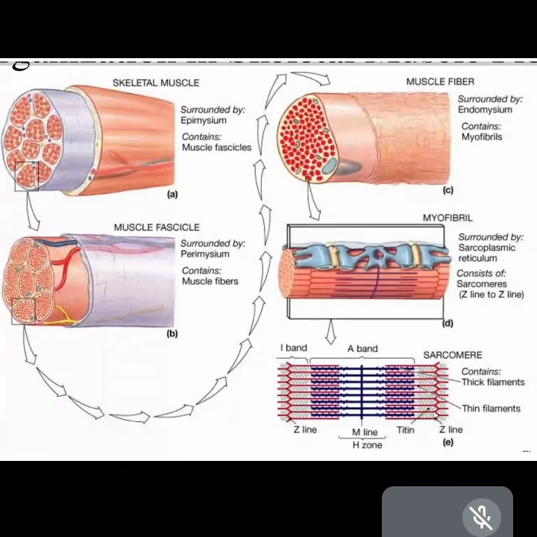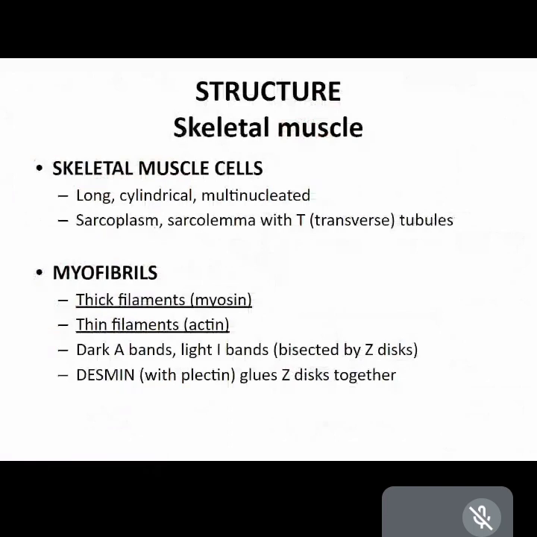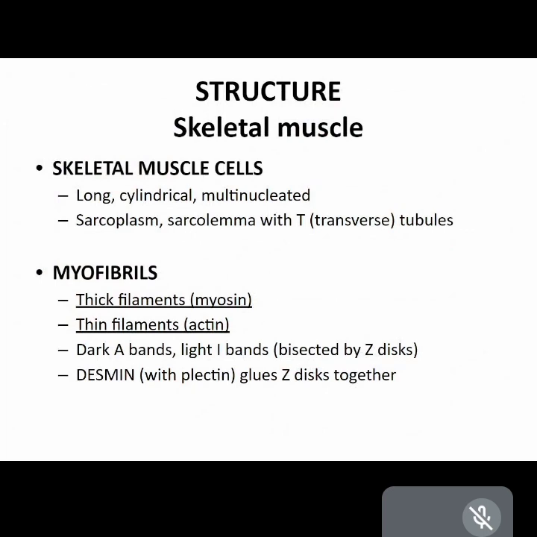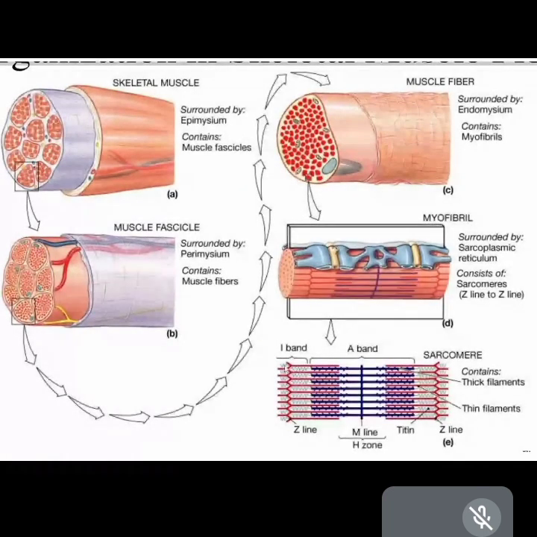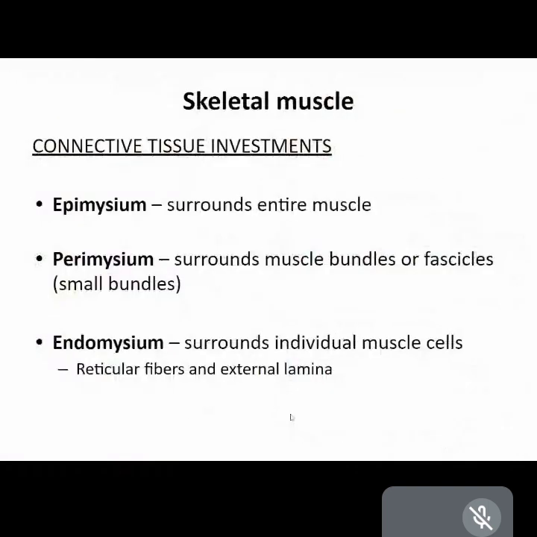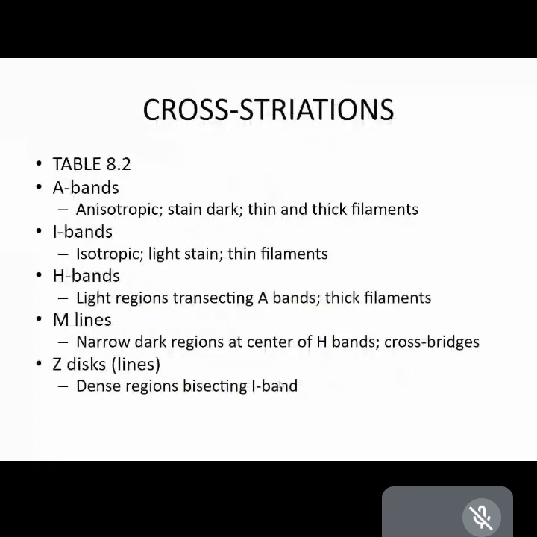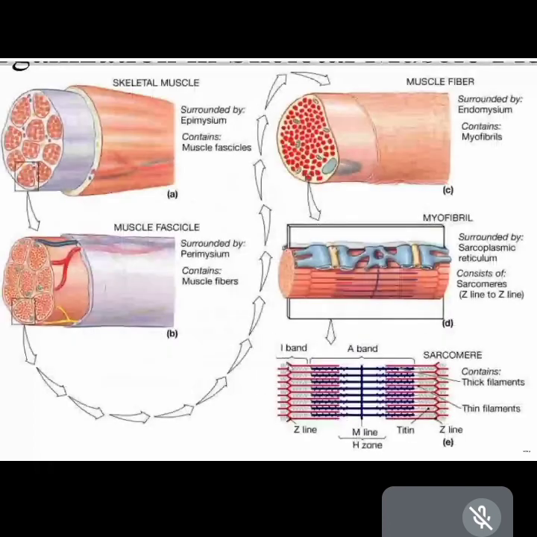And then they are bisected by the Z disc, the light I band. So as you can see, the I bands here, this is a Z disc that bisects the I band. And then the one that glues the Z disc together is the desmin. So it looks like it's continuous because of the desmin, the zigzag line.